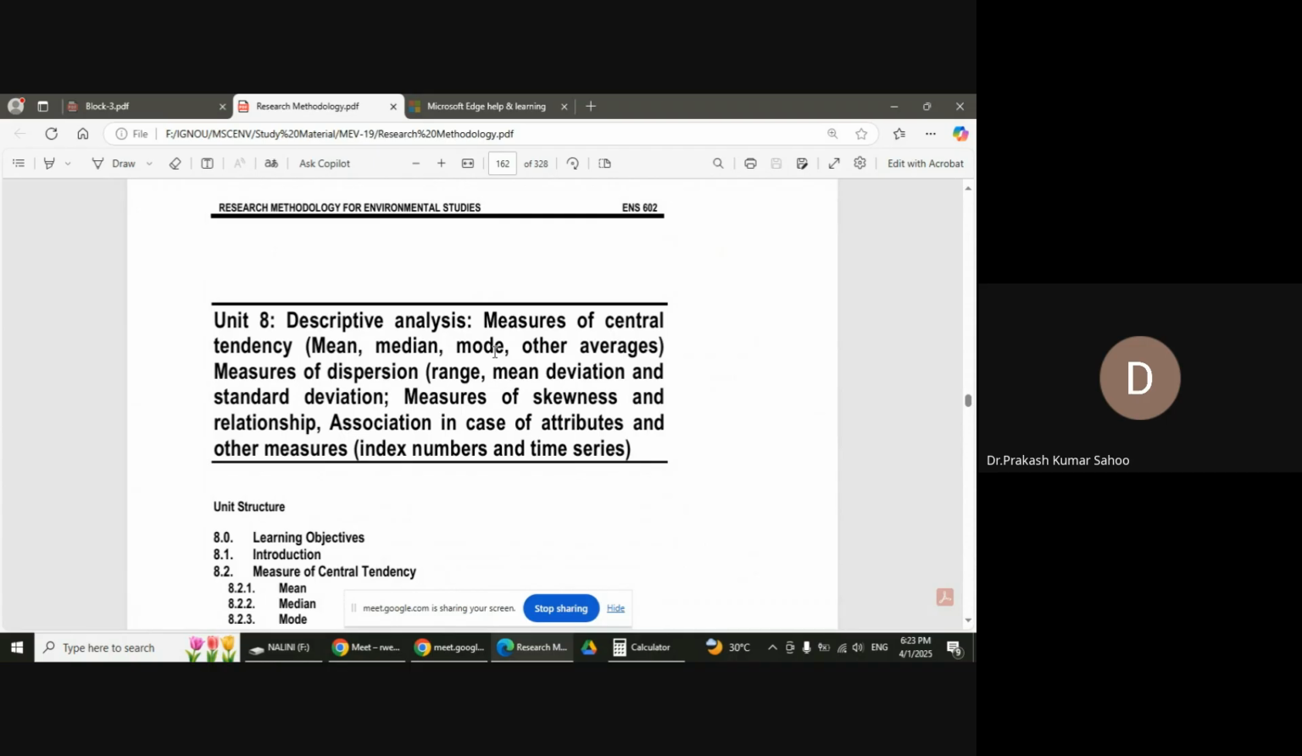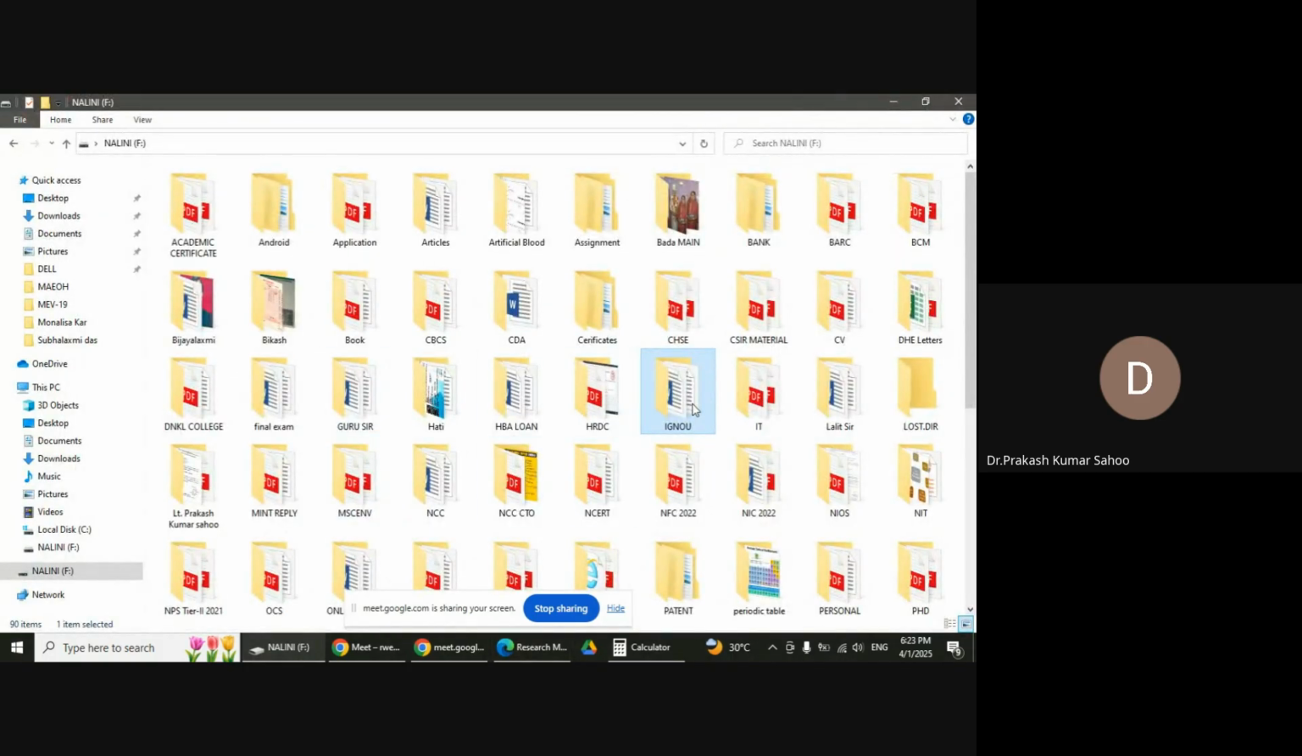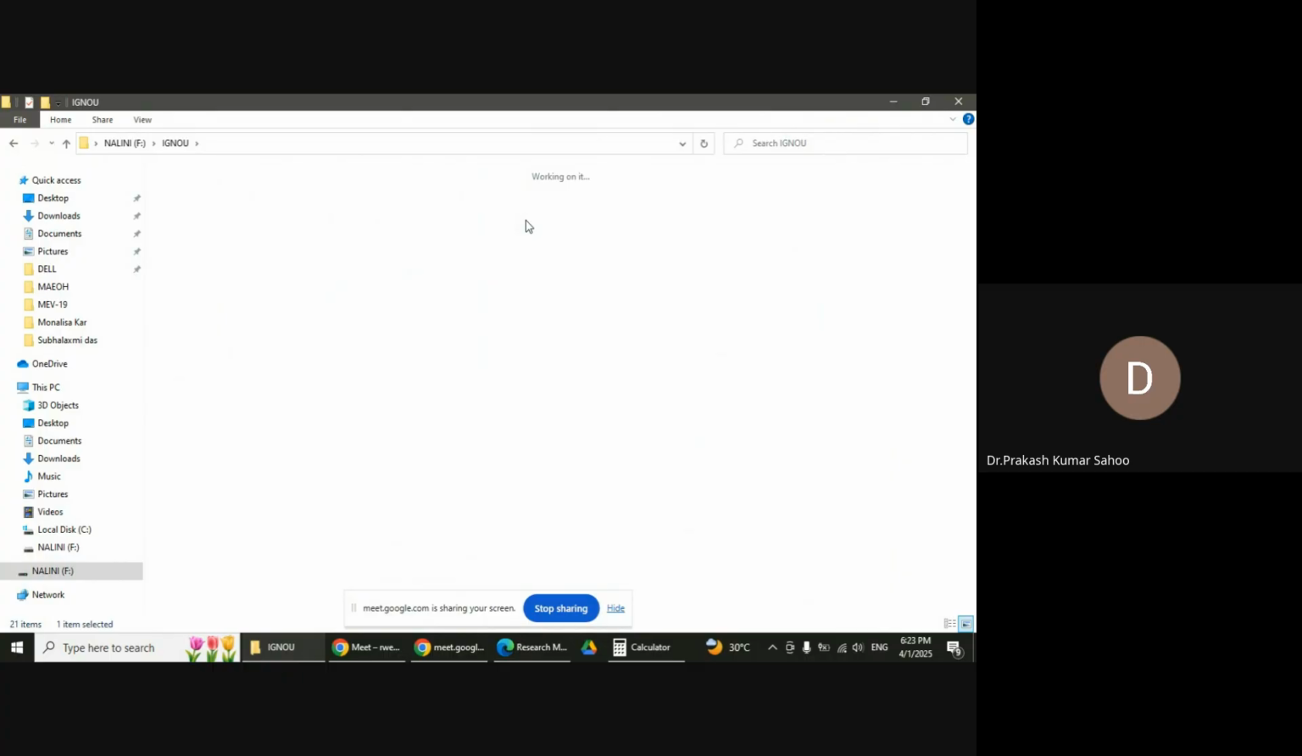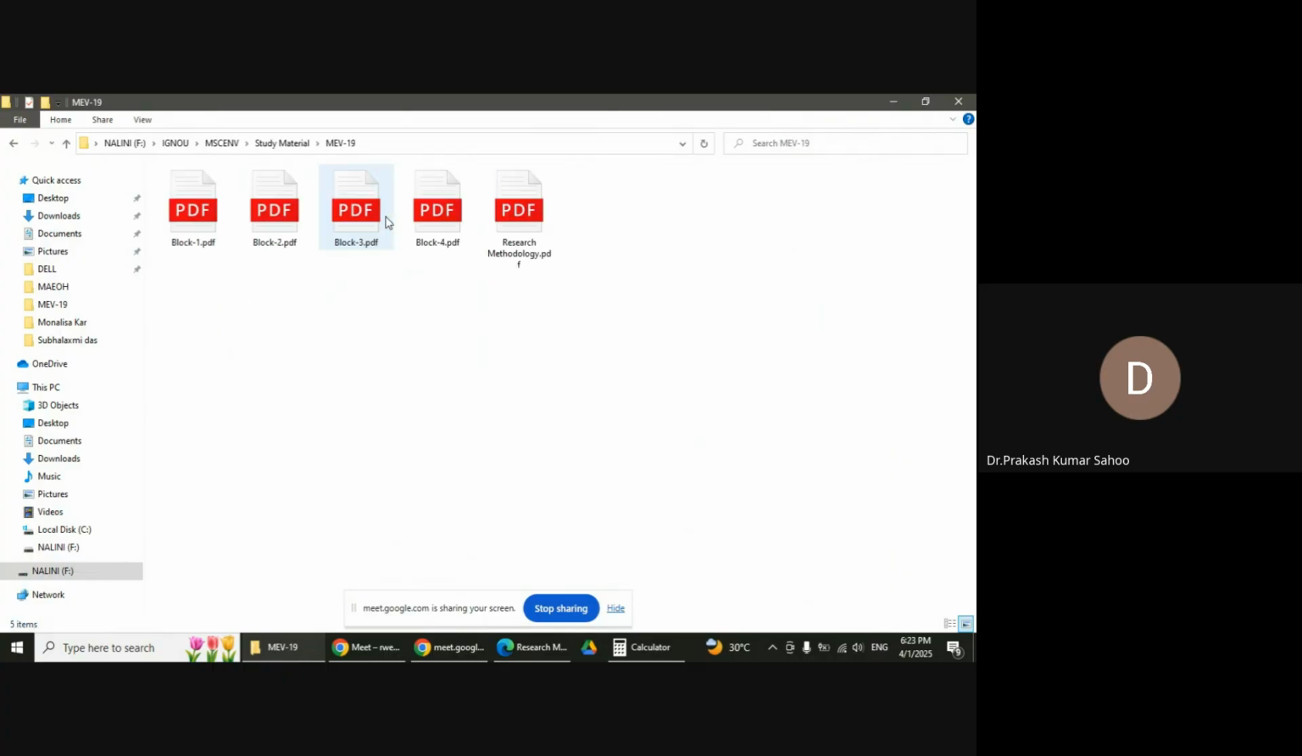I have planned to discuss these things today with this PDF, because this PDF is very student friendly material, which helps us understand the things easily. So this is descriptive analysis. I am just showing you what are the things we will cover today. This is block 3.